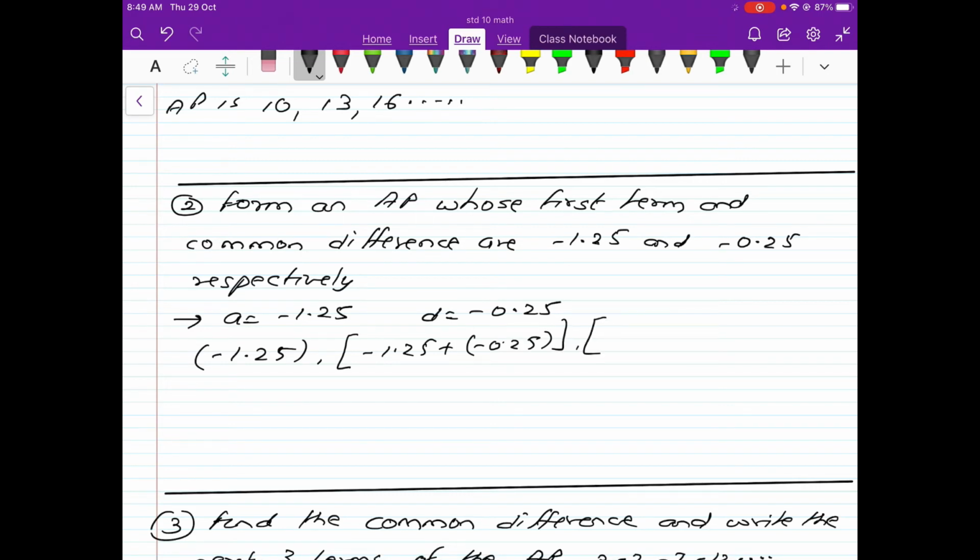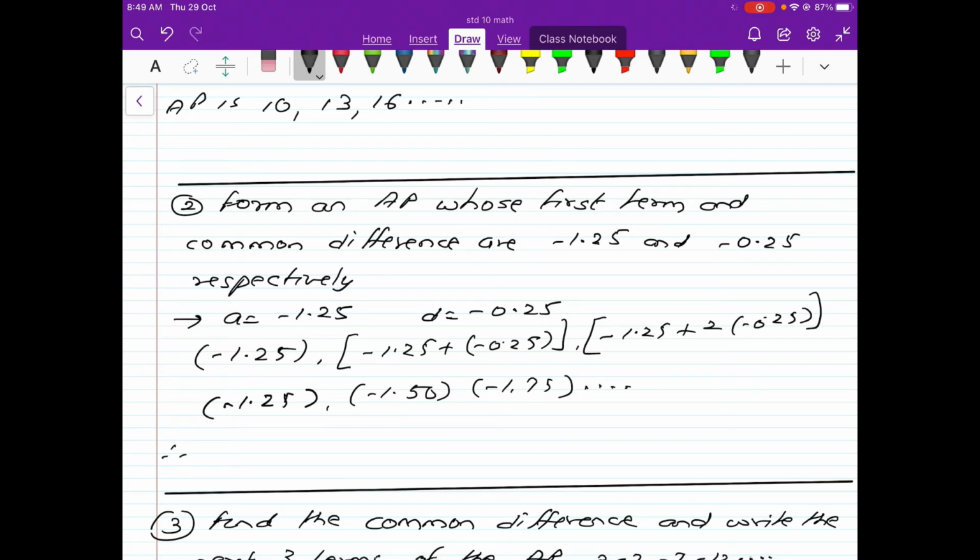third term will be minus 1.25 plus 2d, so 2 into minus 0.25. So this is minus 1.25 minus this thing, so this will come minus 1.5 when I add both of them, and my third term will be minus 1.25 and 2 into minus 0.50, so it will come minus 1.75 and so on.